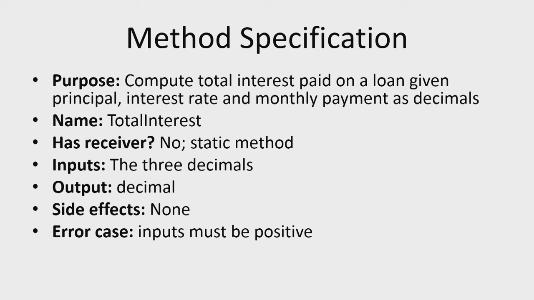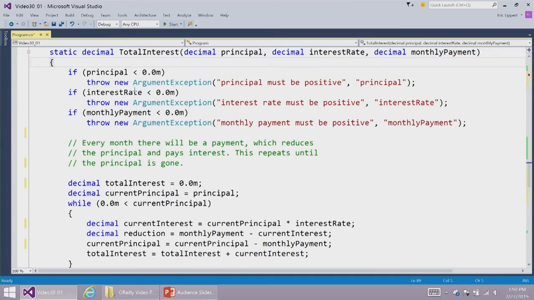All right, so let's take a look at how we might write a method like that. I've written up a bunch of code here. We've got a static method. It returns a decimal. It's called total interest. And it takes our three principal and interest rate and monthly payment values as parameters. The first thing we're going to do is check to make sure that the error conditions, the preconditions, are met. So we'll say, if the principal is less than 0, then throw an argument exception that says the principal must be positive.